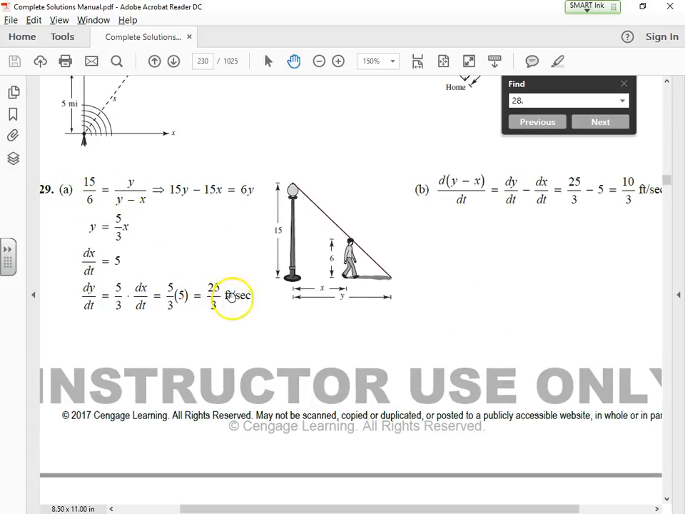29A, 25/3 feet per second. If you guys notice, I said the shadow one was hard. Why? We have similar triangles yet again. If you notice, they do a proportion also, with those similar triangles, just like we did a second ago. 25/3 feet per second. Letter B, 10/3 feet per second. Next one. 44. You guys got it?